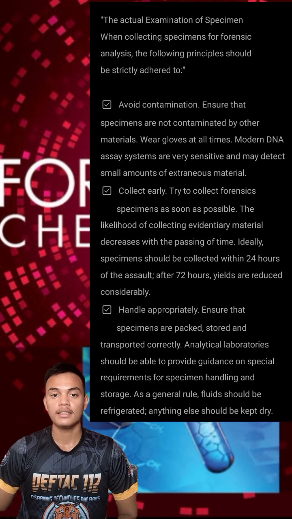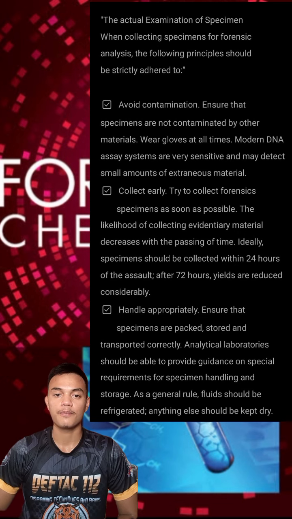Collect early. Try to collect forensic specimens as soon as possible. The likelihood of collecting evidentiary material decreases with the passing of time. Ideally, specimens should be collected within 24 hours of the assault. After 72 hours, yields are reduced considerably.